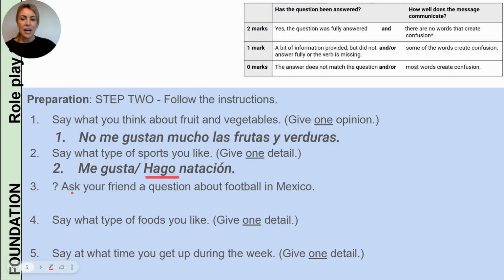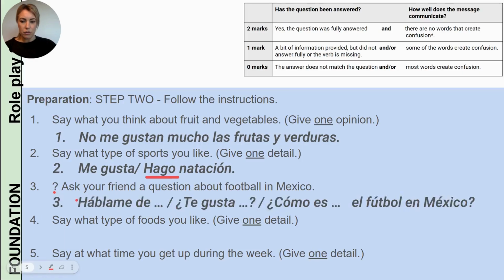Number 3, I have to ask a question about football in Mexico. So how do we ask questions? We can say, talk to me about something. Háblame de. Or do you like, and then whatever it is, football in Mexico. So, ¿te gusta el fútbol en México? What is it like? ¿Cómo es el fútbol en México? So I can choose from these 3 options, I can choose any and then add el fútbol en México.